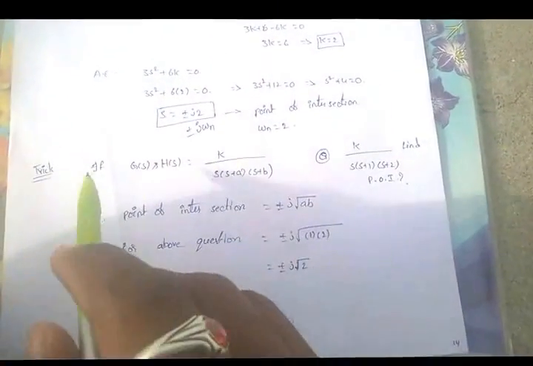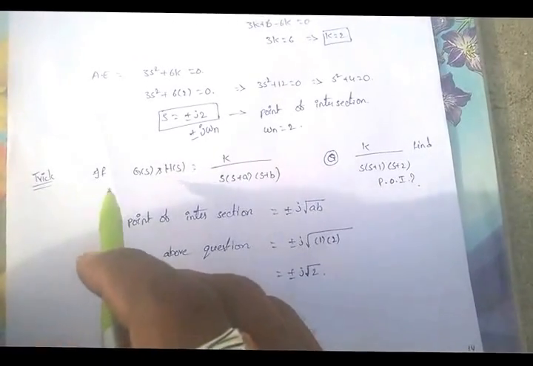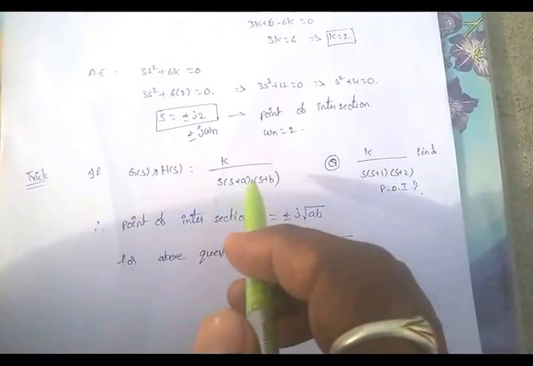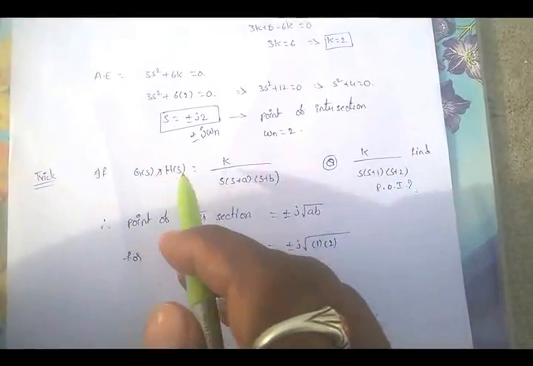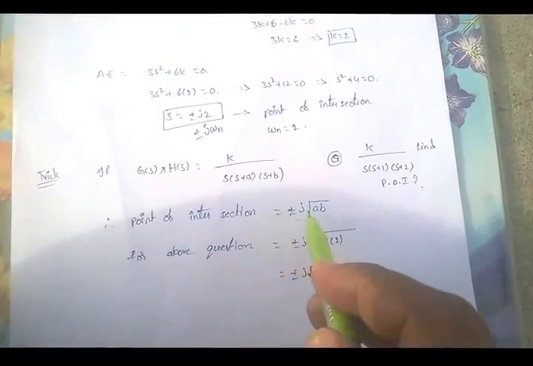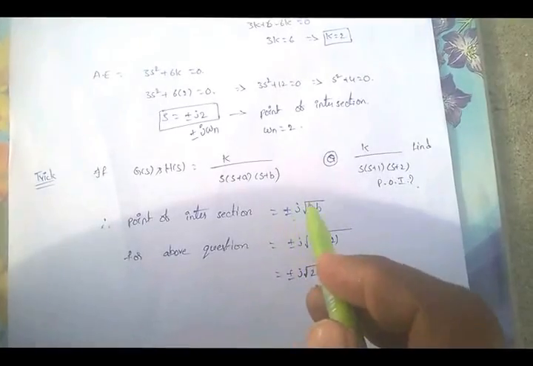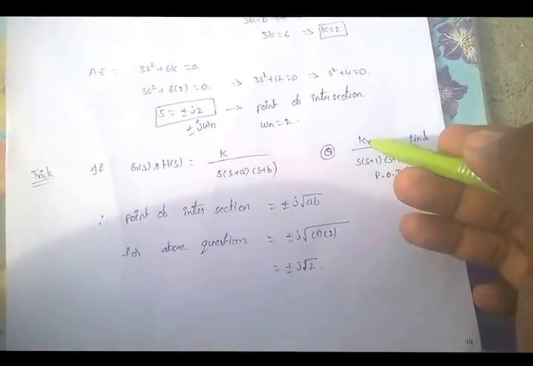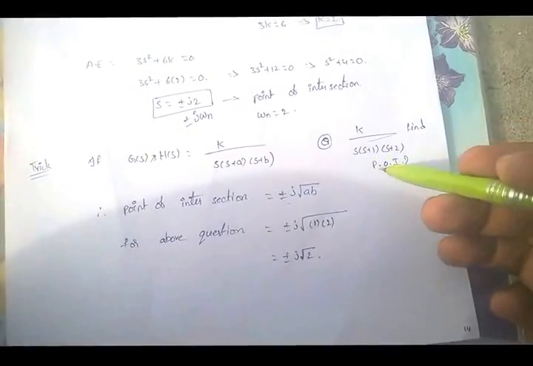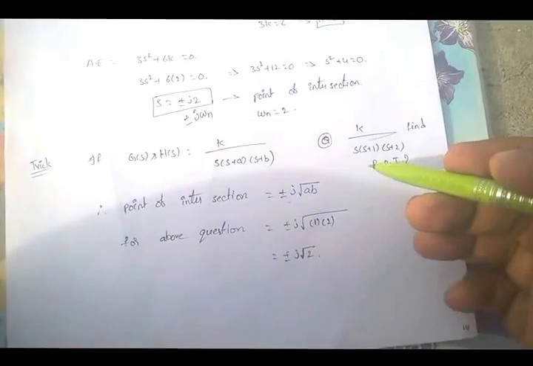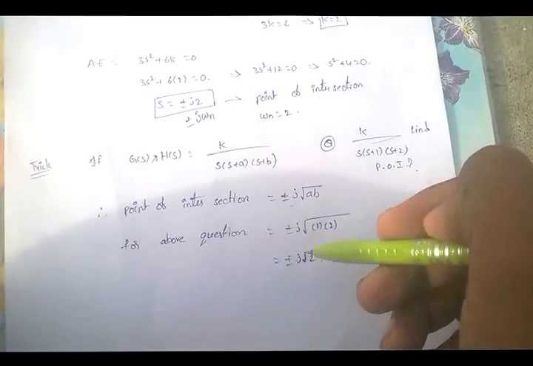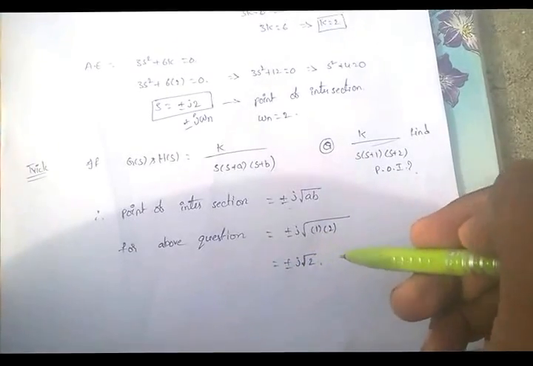And one more very important trick: if G(s)H(s) is in the form K by s(s plus a)(s plus b), then the point of intersection is plus or minus j root of ab. For example, K by s(s plus 1)(s plus 2): for this, plus or minus j into root of ab. With a equal to 1 and b equal to 2, that is root of 1 into 2, so plus or minus j root 2.